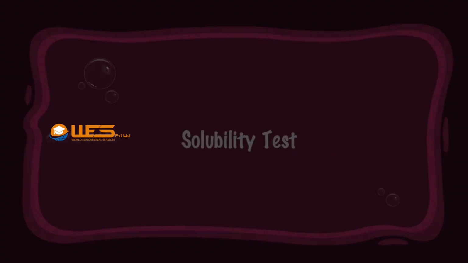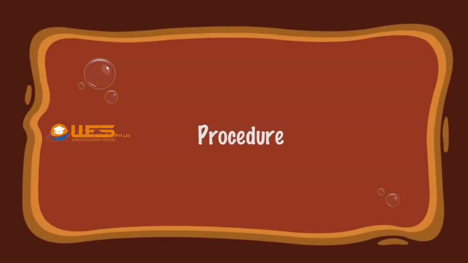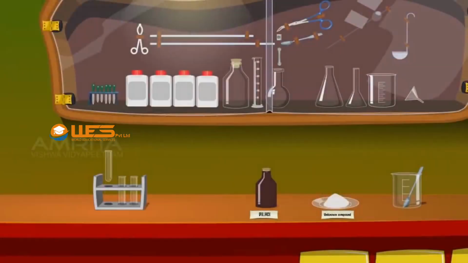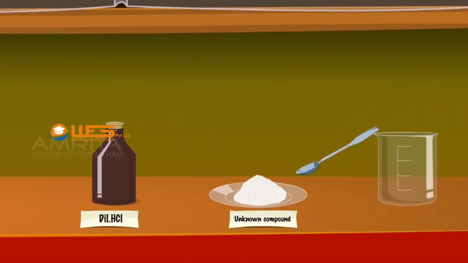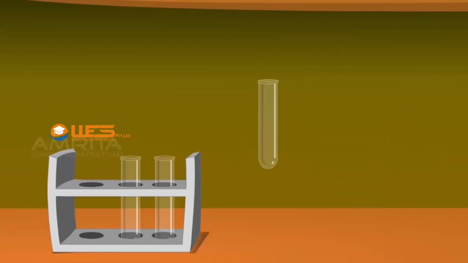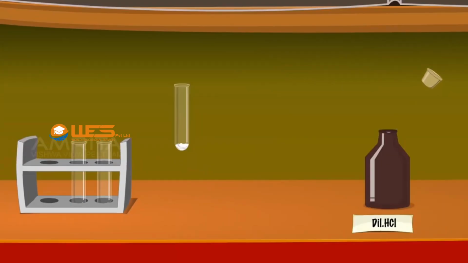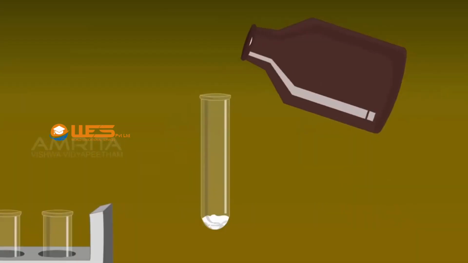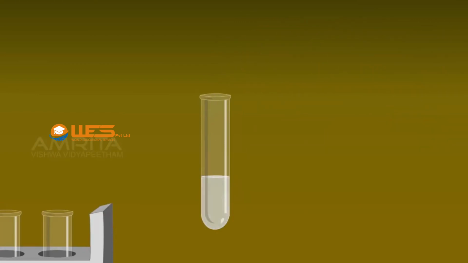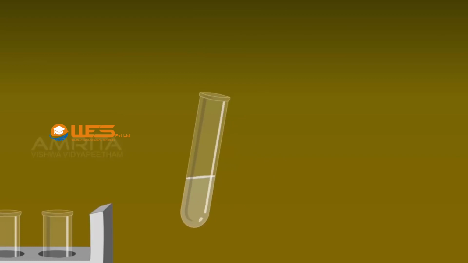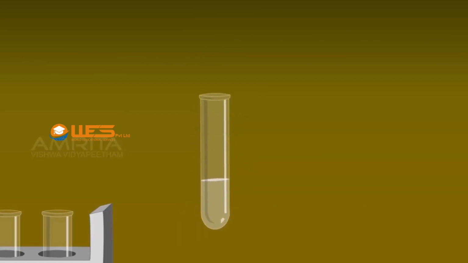Solubility test. Procedure. Take some amount of given compound in a test tube using a spatula. Add a small quantity of dilute HCl to the test tube. Organic compounds containing the amino group are basic in nature and easily react with acids to form soluble salts.